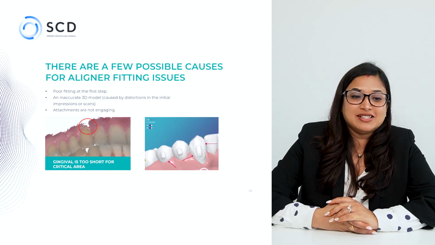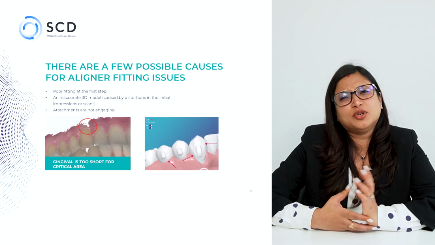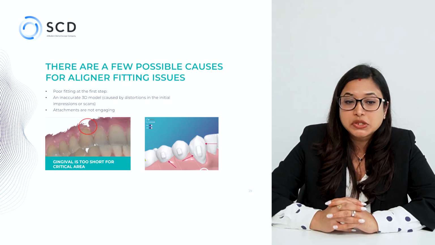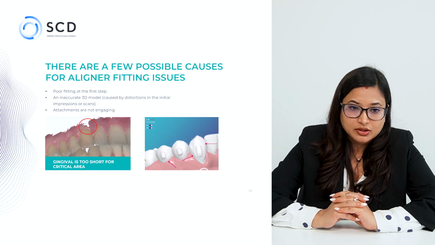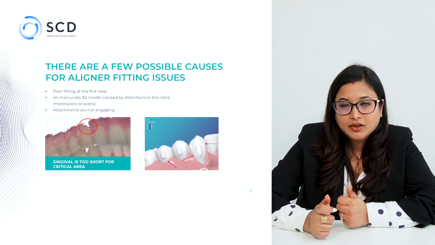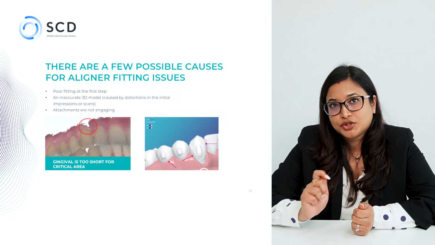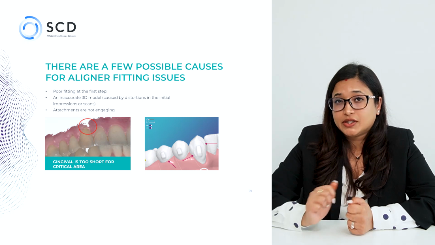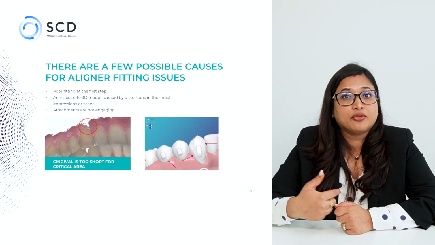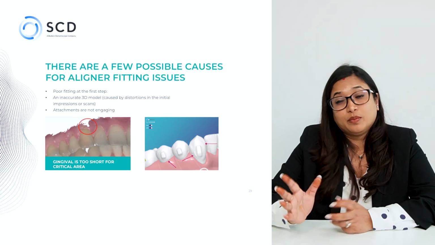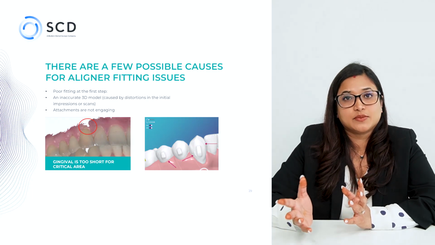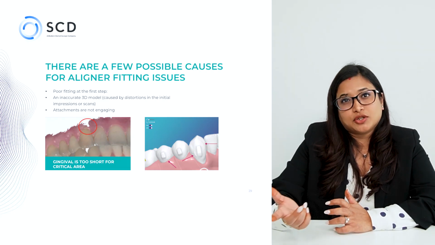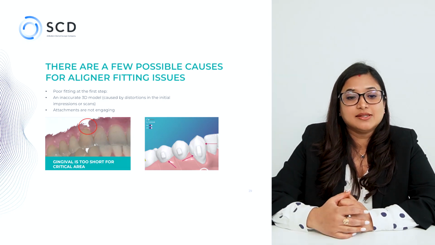There are a few possible causes for aligner fitting issues. Poor fitting can be at the very first step, maybe because of 2 reasons. The first one being an inaccurate 3D model. So when you're scanning, there are chances that you might not be able to cover the gingiva to the portions that we need, or the interproximal areas are sometimes very difficult to capture, especially the distal portion of your last molar teeth. Though we don't need it, if the 7s are your last molar teeth, then it's a little difficult to capture that. Also, the mouth opening of the patient affects the scans.